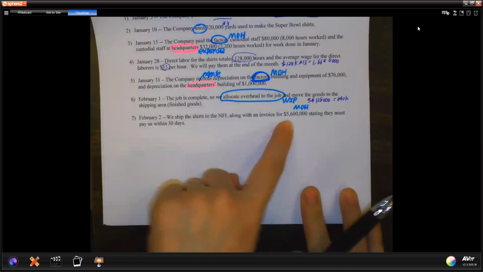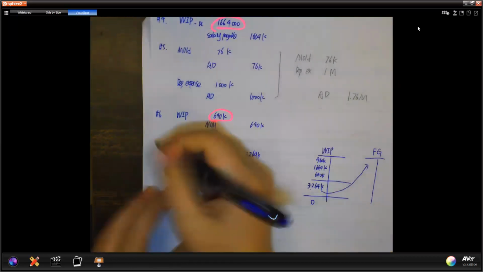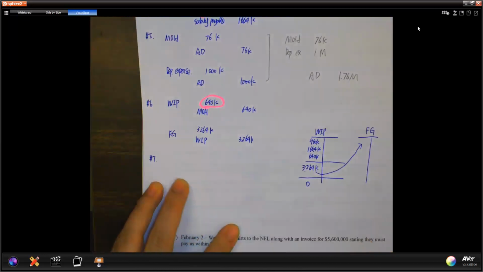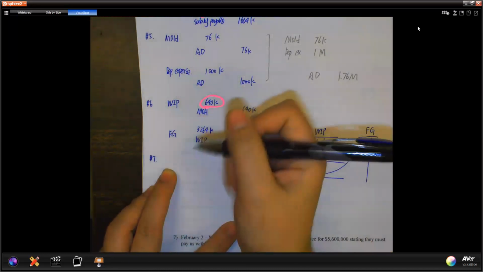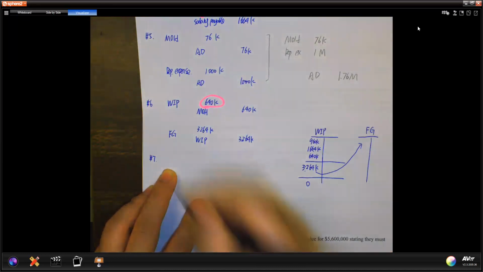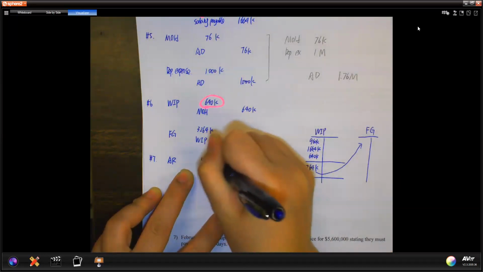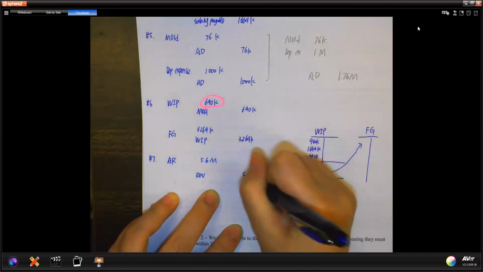Last one said we ship this and then we have an invoice of 5.6 million. When you sell your products, you have 2 journal entries. First is you record your sales. You can do a different order, but you record your sales. Do you have cash? They didn't pay you, but they just gave you an invoice. So you have accounts receivable, 5.6 million, and you have your sales revenue, 5.6 million.